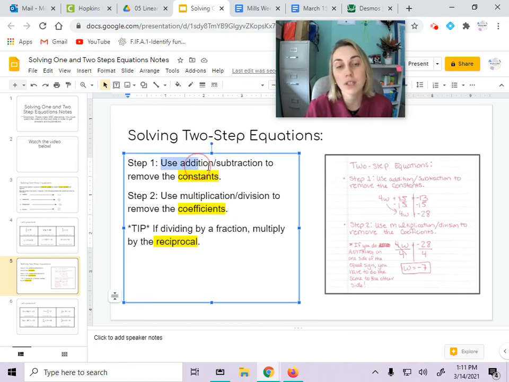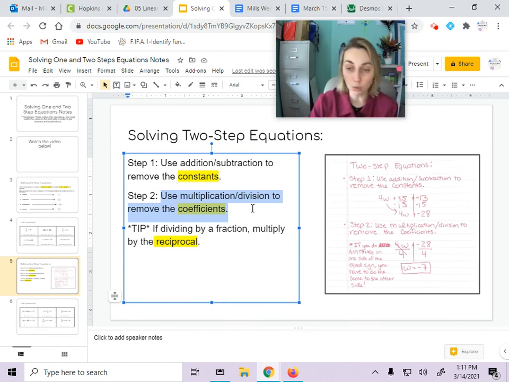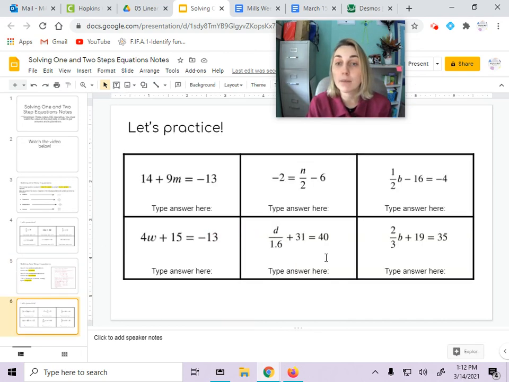So what we're going to do is use addition and subtraction to remove the constants. Once we remove the constants, then we use multiplication or division to remove the coefficients, or the number that is next to the letter. Once we do that, we can solve for our variable, because that is getting it by itself. And here's another tip. If you're dividing by a fraction, you can multiply by its reciprocal, and you will get the correct answer as well. So we're going to do some examples of this.